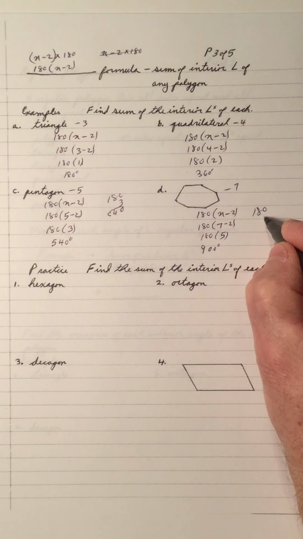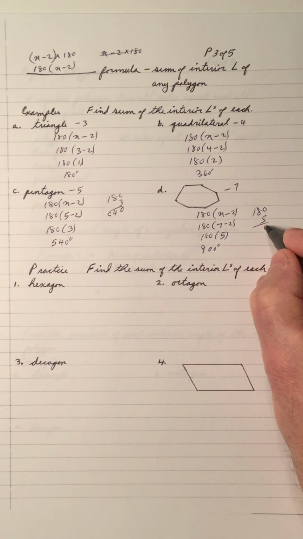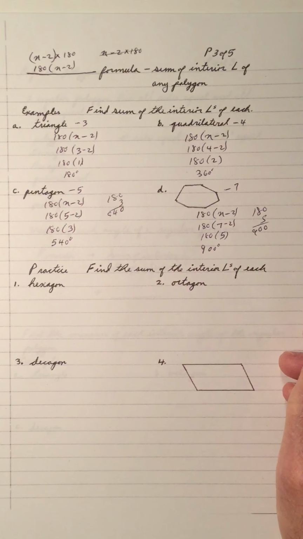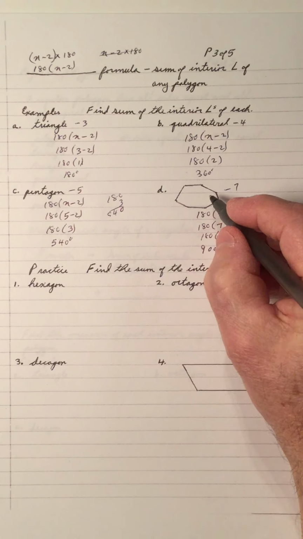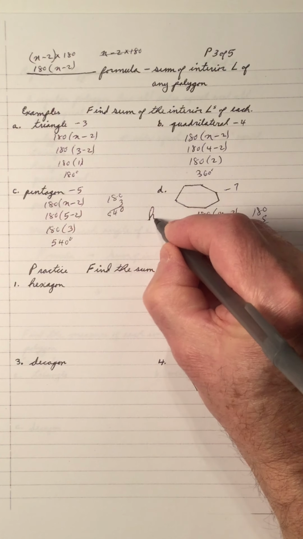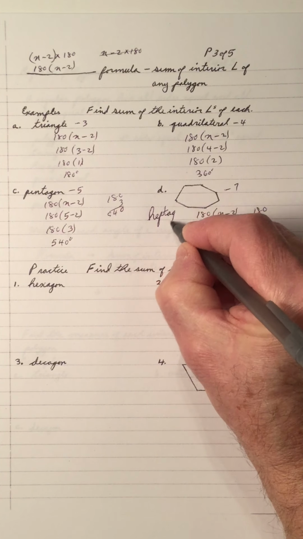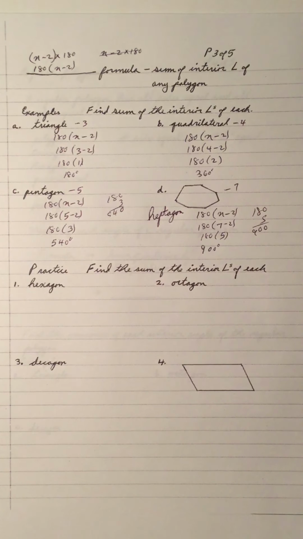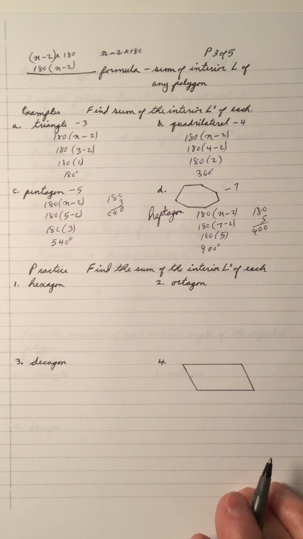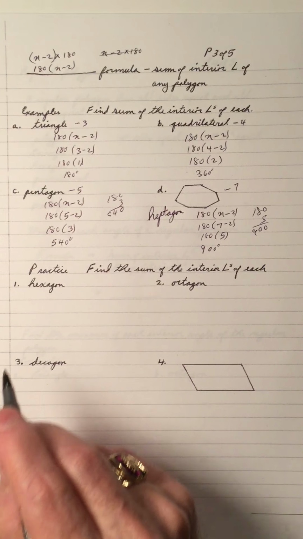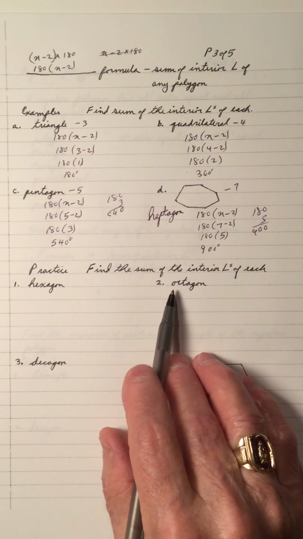Let's see, just to make sure: 5 times 0 is 0, 5 eights are 40, carry the 4. Yep, 900. That's a heptagon. Heptagon. Remember, memorize. There's a unit on polygons. Here we go. Find the sum of the interior angles of each.